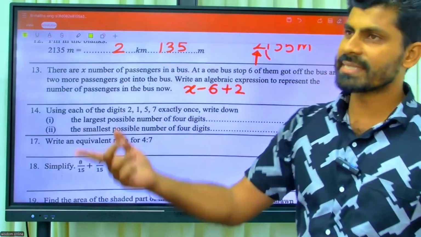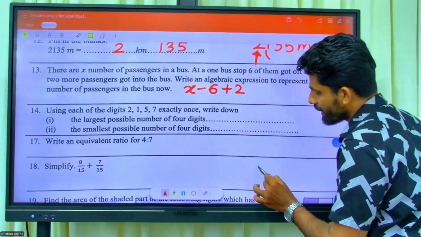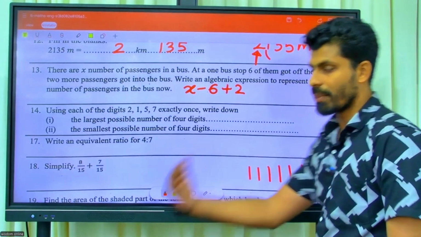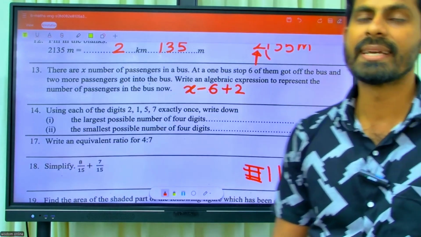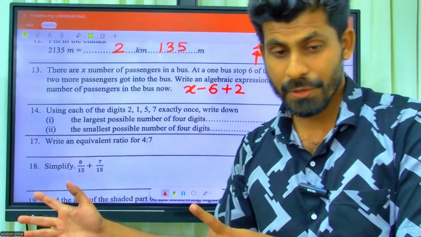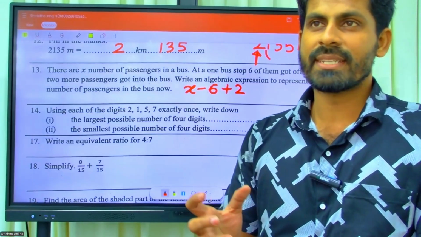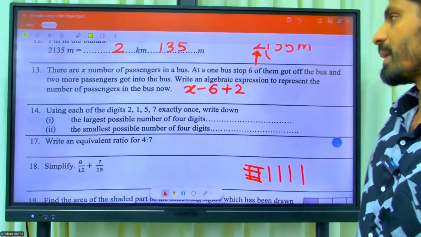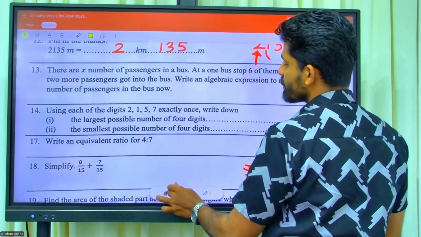Minus 6, then plus 2. Just consider 6 passengers got off and 2 passengers got into the bus. How many passengers fewer than the previous number? 4 passengers. So the expression is X minus 4.